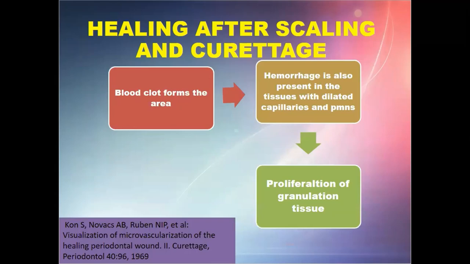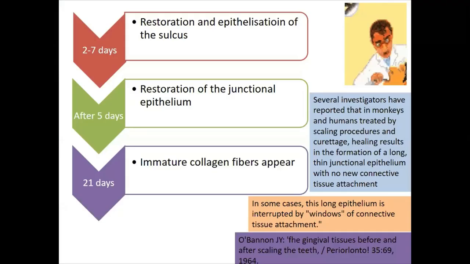So talking about the healing sequence which takes place after your curettage procedure: first of all, a blood clot is formed in the area, and hemorrhage is also present in the tissue with dilated capillaries and pigments, and this results in the proliferation of granulation tissue. After 2 to 7 days, you will observe restoration and epithelialization of the sulcus, and after 5 days, your junctional epithelium is also restored.